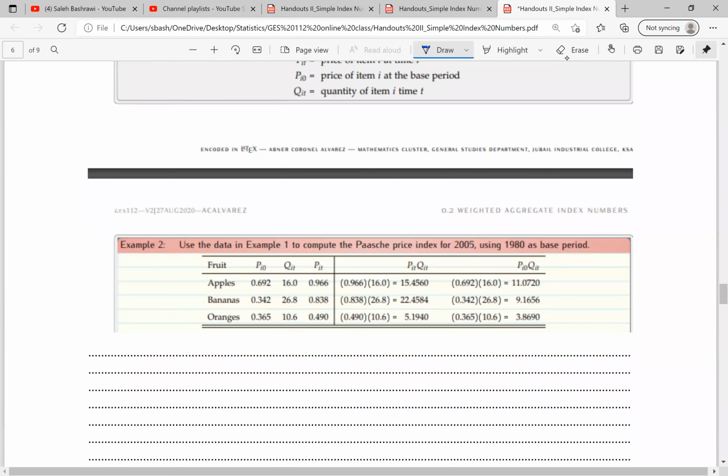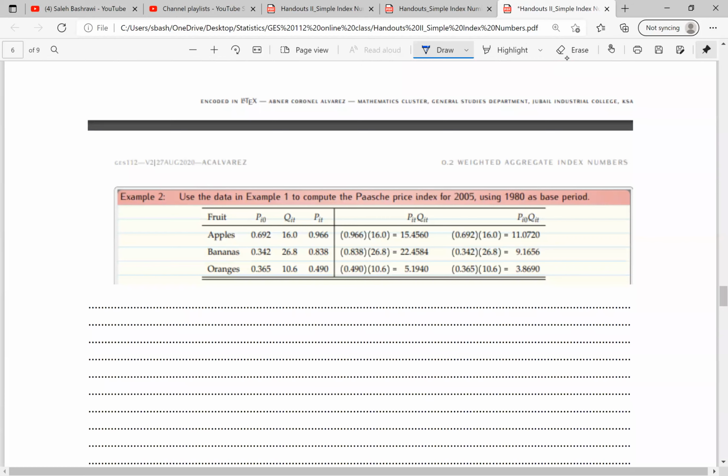For example, if you want to use the same one that we did before, use the data in example 1 to compute the Paasche price index in 2005 using 1980 as a base period. So we are using the quantities at the given time, Q_it. In the Laspeyres price index number, we use the quantities at the base period, but for this one, we are using the quantities at the time given, not the base time.